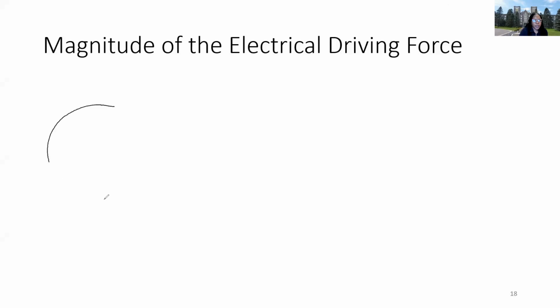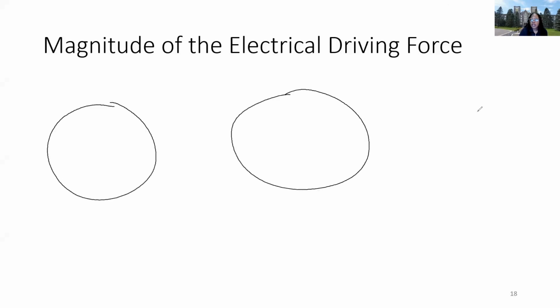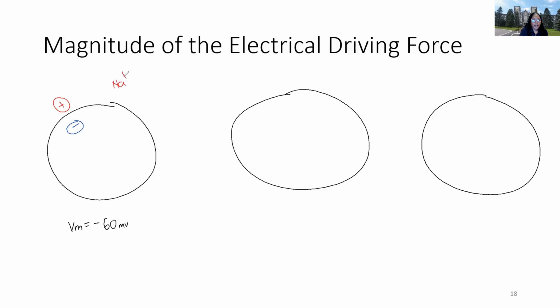Let's get back to our three scenarios. We said the VM in this first case was negative 60 millivolts. And then we said that we had cations on the outside, an abundance of anions on the inside. And so if we look at a single charge cation like sodium, it had a strength wanting to move inside. So this is the electrical driving force wanting to move sodium onto the inside of the cell.